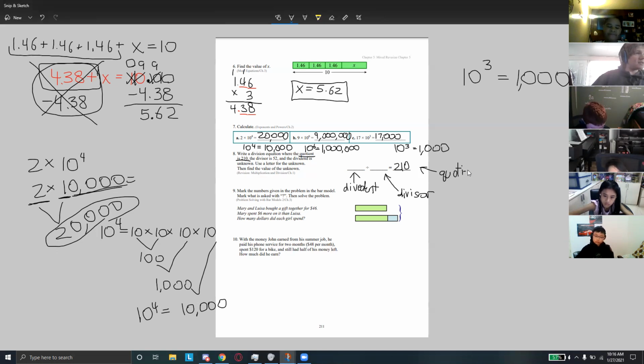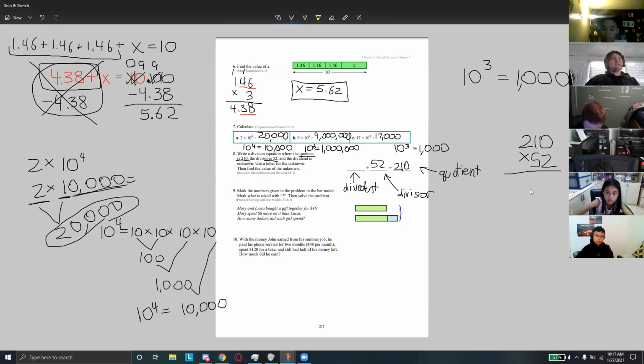Quotient. Great. And so we know that the divisor is 52, and so it should go here. Well, I don't want to figure out what this whole thing is, because that would be kind of a pain in the neck. If I have some number divided into 52 groups, there will be 210 in all. Well, I could do the opposite. Some number divided into 52 groups with 210 in each group is the same as if I have 210 in each group and I have 52 groups, how many do I have total?